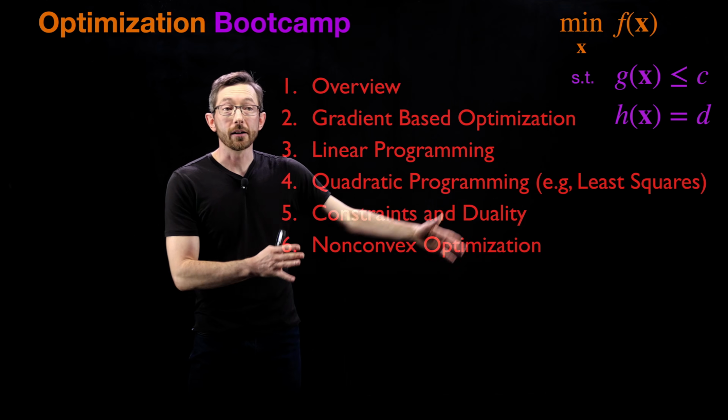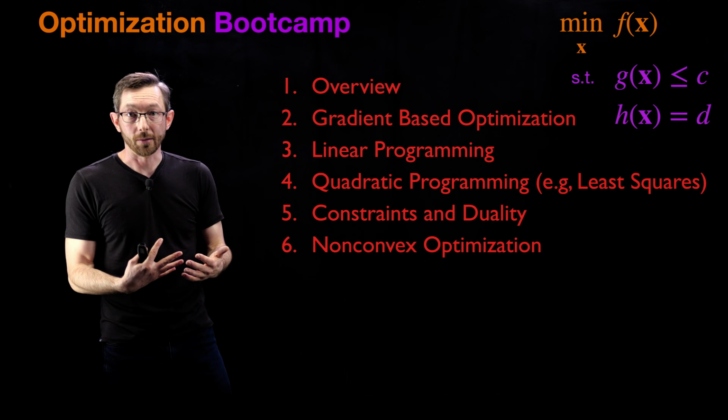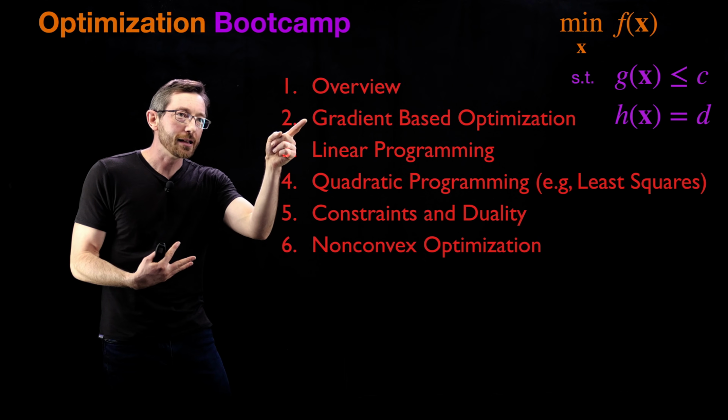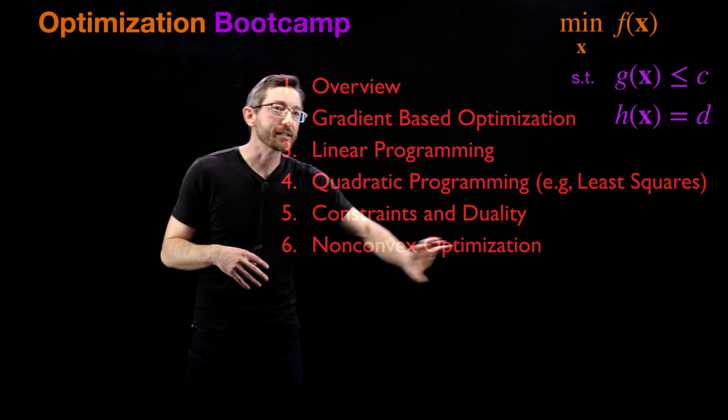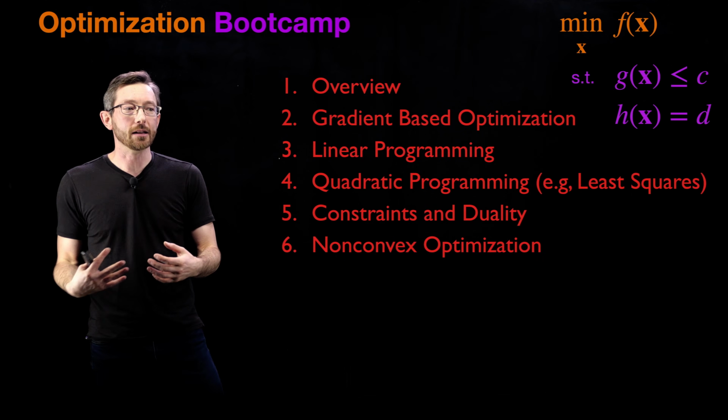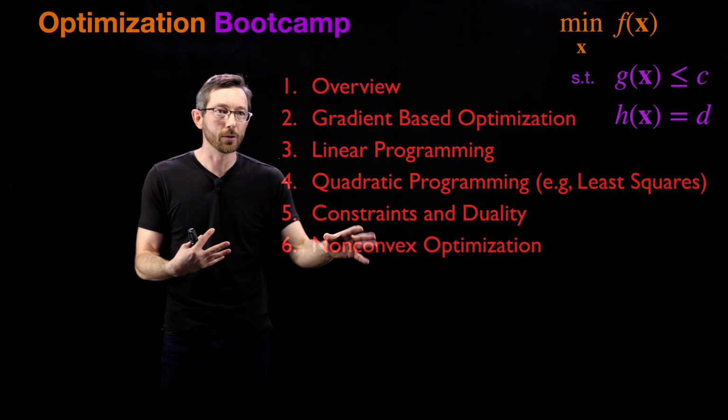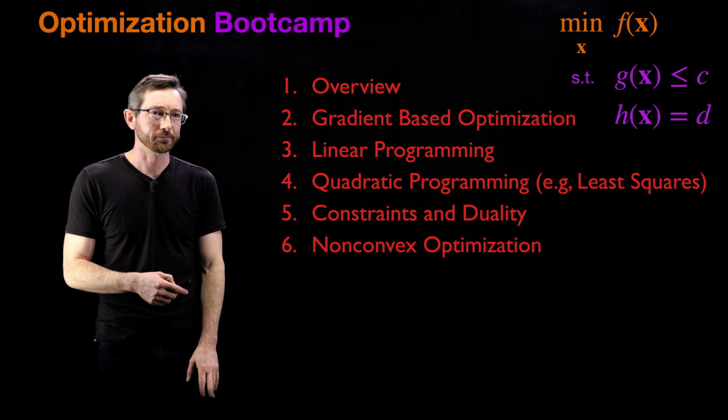And then we'll talk generically about non-convex optimization problems. Gradient-based methods actually do apply to non-convex problems, but you can almost think of this as special topics in non-convex optimization. What do you do when you have really nasty non-convex systems?